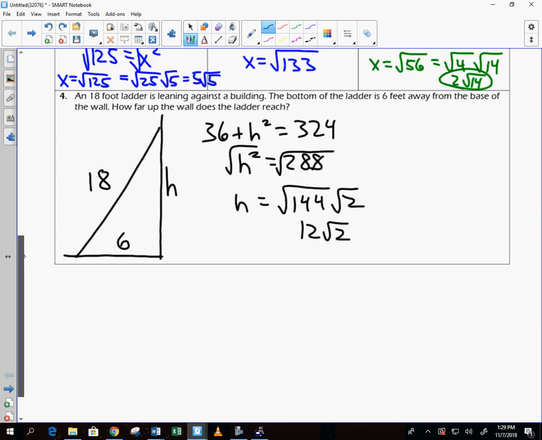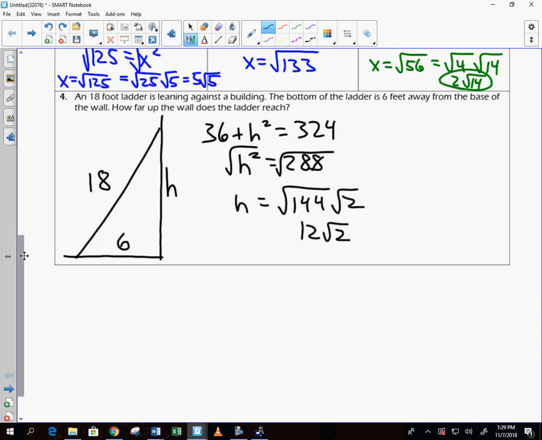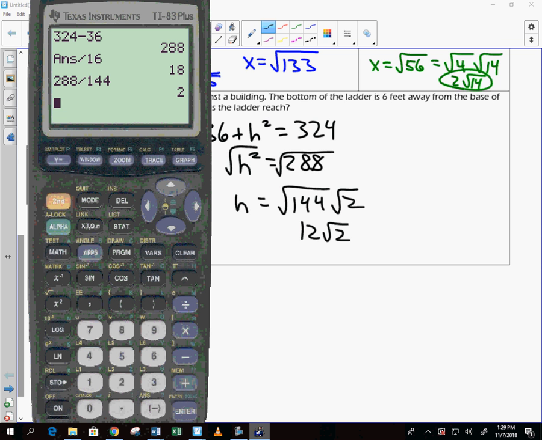Suppose you're talking to a construction worker and they said, how high up the building does it reach? And you said 12 roots of 2. What do you think they'd say? Exactly. So you might be asked to write it to, say, the nearest tenth or hundredth. So if you just take 12 times the root of 2, you come up with 16.97 feet.